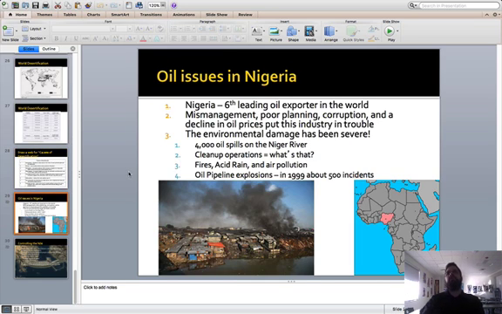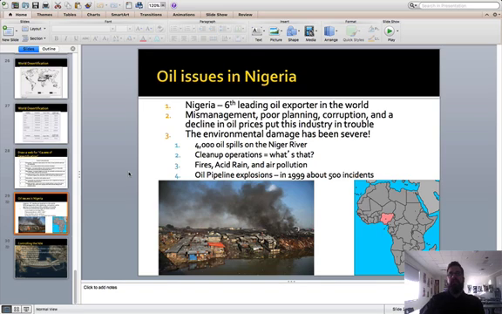And then oil. So looking at, as mentioned, the resources, they have a lot of amazing resources in Africa, but it's not necessarily helping these countries. And so we'll take Nigeria, for example. Nigeria is the 6th leading exporter of oil in the world. So they should be incredibly rich, exporting that much oil. But because of a lot of issues, mismanagement by the government, by the oil companies, poor planning, corruption, especially in the government, has all led to big problems.